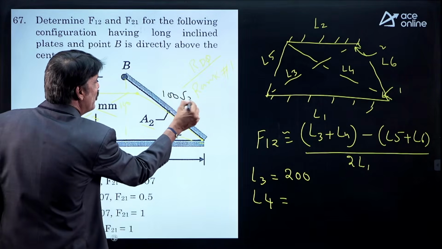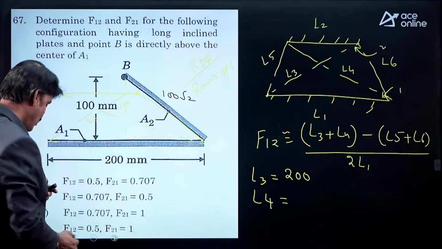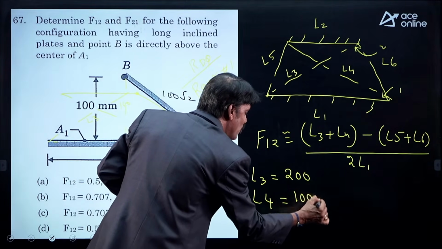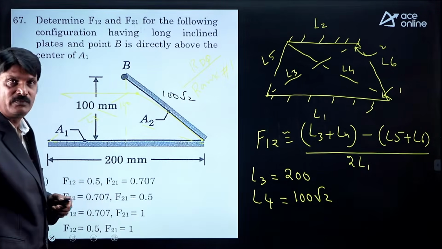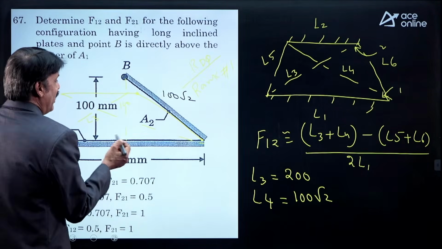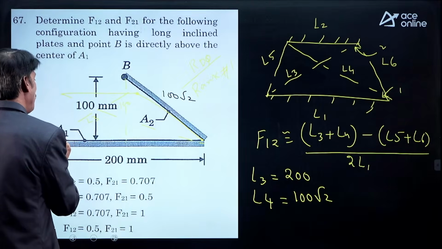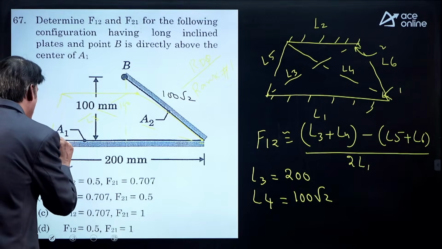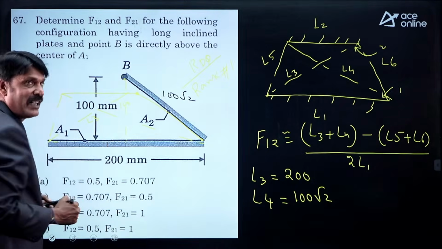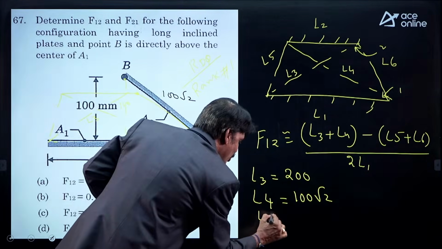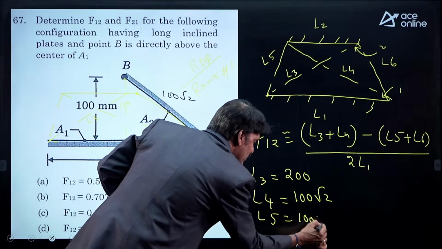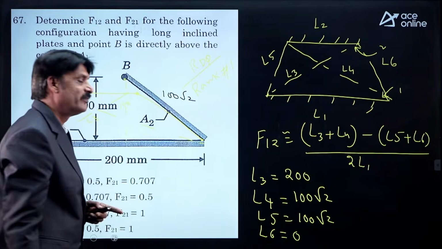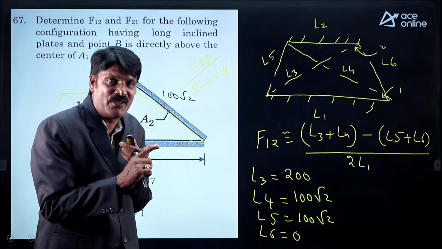This becomes 100 root 2. So, I will say that L4 is 100 root 2. Then, if you write L5, L5 is this particular end. If you join this end to this end, this becomes L5, this becomes 100 root 2, and L6 is 0. There is one particular point which is coincident.